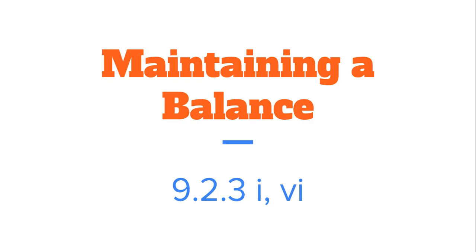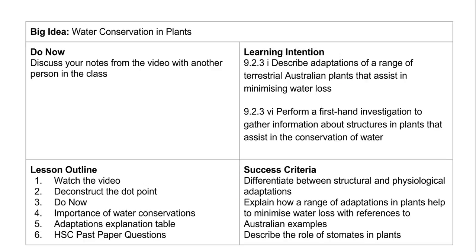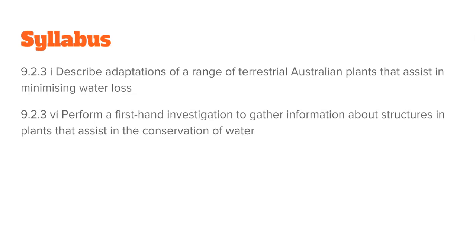Welcome to video 17 and the final in the Maintaining a Balance series. In this video, we're going to be looking at how plants are able to conserve water, and that's to make sure that they minimize water loss, which is the dot point. What are we looking at? We're going to be looking at the adaptations that different plants have, and then we're also going to look at the different structures specifically that some plants have.